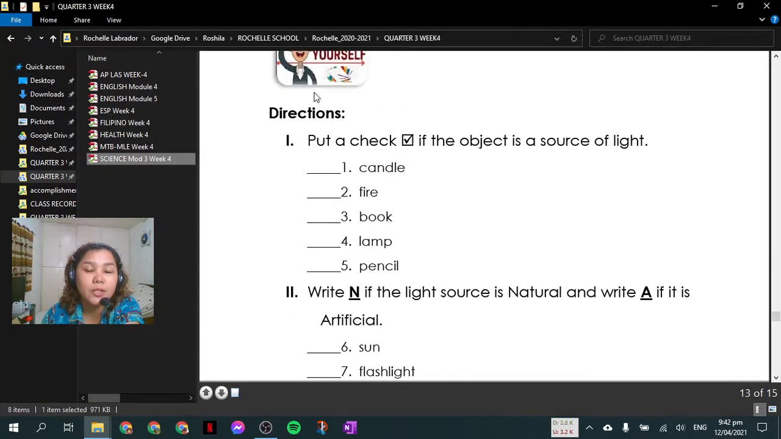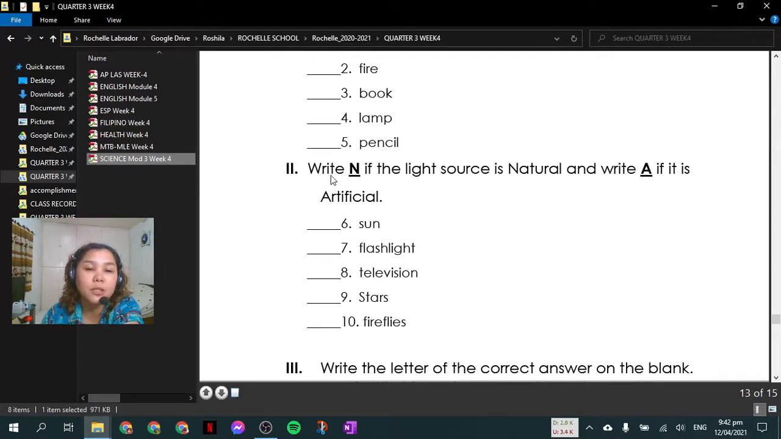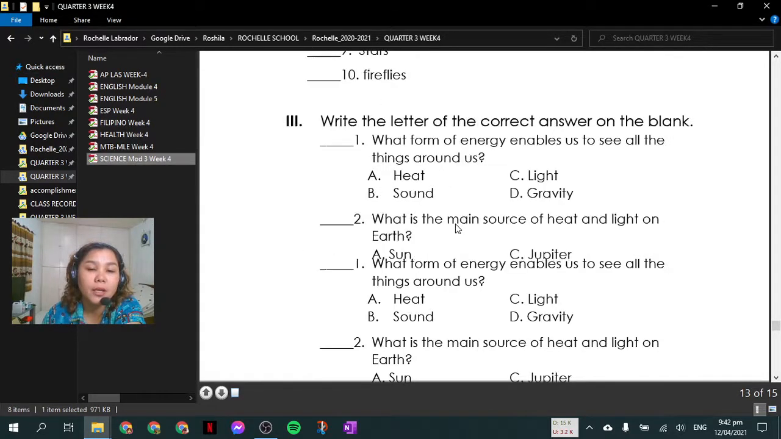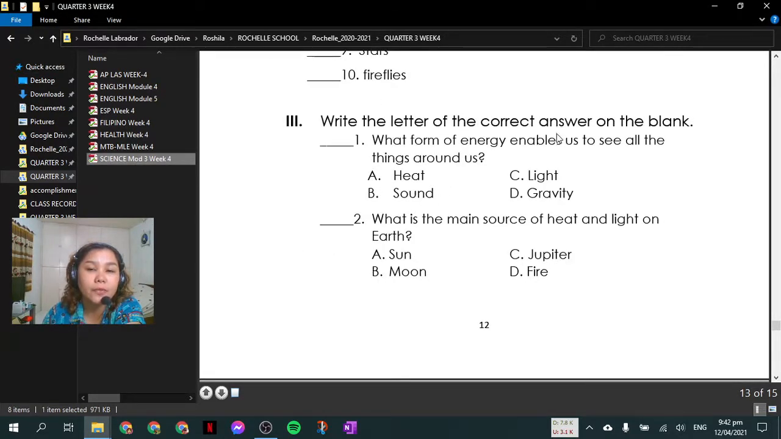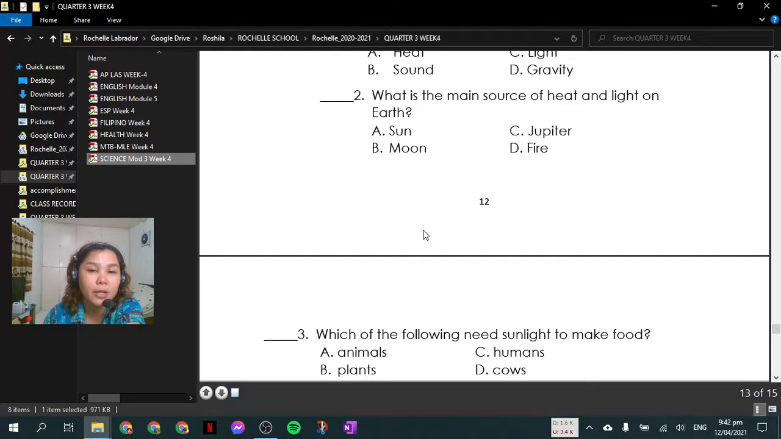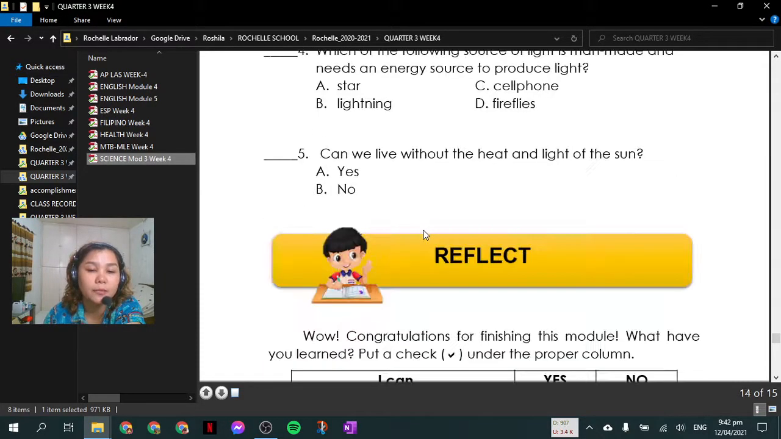Next, test yourself. This is composed of different parts. Part 1, check if the object is a source of light. So check or blank. Next, part 2, write N if the light source is natural, and write A if it is artificial. So that's from 6 to 10. Then part 3, write the letter of the correct answer. You have choices A, B, C, or D. Write it on the blank.